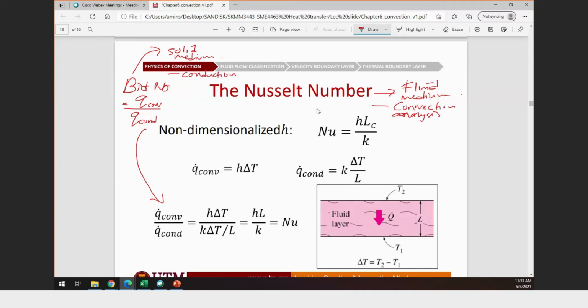So don't confuse the Biot number and the Nusselt number, even though the value or the equation is the same. If you look at the Biot number, it's also H L over K. The Nusselt number is the same, H L over K, but this is for the fluid, for the fluid layer.